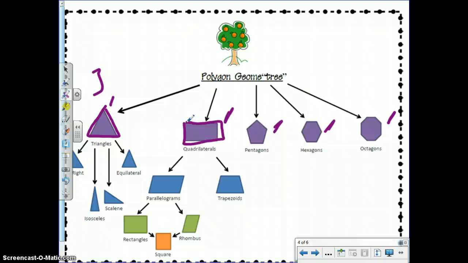If a polygon has 3 angles, then it has 3 sides. If it has 4 angles, it's going to have 4 sides. Look at the pentagon. Pentagon has 5 angles or 5 sides. Then you have a hexagon that has 6 angles or 6 sides. And then you have the octagon, which has 8 angles or 8 sides. These are all the common ones. This next slide shows a few more.